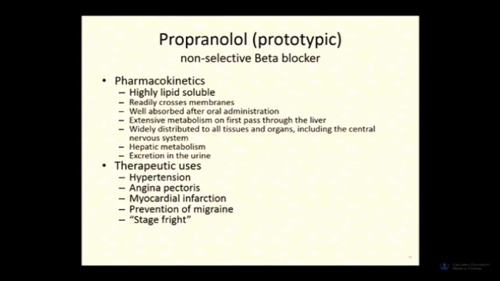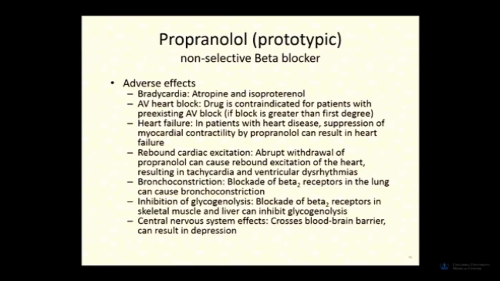Therapeutic uses: hypertension, angina, myocardial infarction, particularly post-treatment with myocardial infarction, prevention of migraines, and stage fright. Okay. Adverse effects, as you might guess, bradycardia, where atropine or isoproterenol can be the antidote to this. AV heart block. Okay. Propranolol is going to be contraindicated in patients with any pre-existing AV block. Okay. Heart failure. Some patients can be treated with propranolol for heart failure. Okay. And in patients with pre-existing heart disease, in some patients, the suppression of myocardial contractility with propranolol can actually precipitate heart failure. So it's one of those drugs that can treat heart failure in some patients, and it can cause heart failure in other patients.